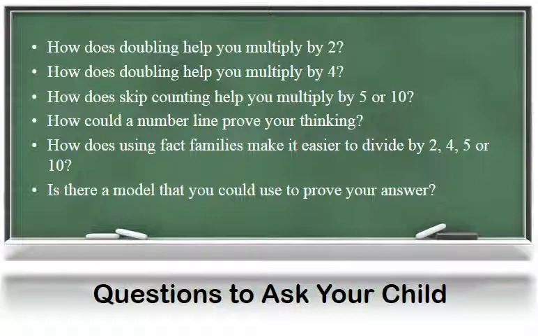These questions can help to deepen your child's understanding of this unit. How does doubling help you multiply by 2? How does doubling help you multiply by 4? How does skip counting help you multiply by 5 or 10? How can a number line prove your thinking? How does using fact families make it easier to divide by 2, 4, 5, or 10? Is there a model that you could use to prove your answer?